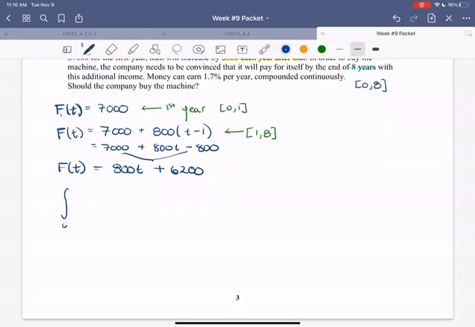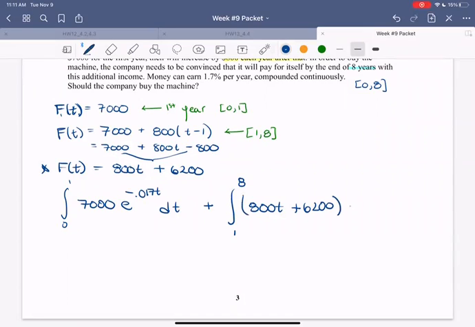We'll first look at the integral just from 0 to 1 years. For that, it will be this f sub 1 of t, which would be 7,000 times e to the negative 0.017t dt. And to that, we're going to add the integral from 1 to 8, that next time interval, of the function that we just simplified. That would be 800t plus 6,200, and that is all going to be multiplied by e to the negative 0.017t dt.